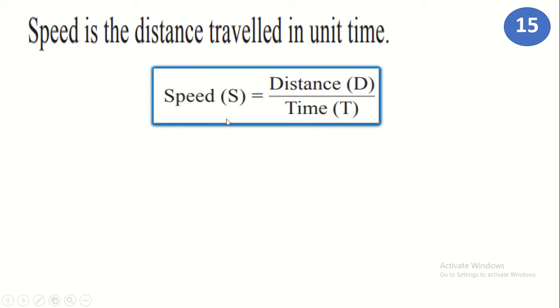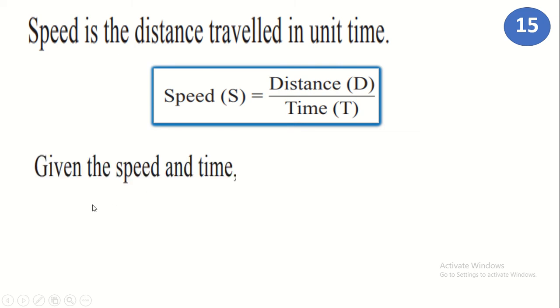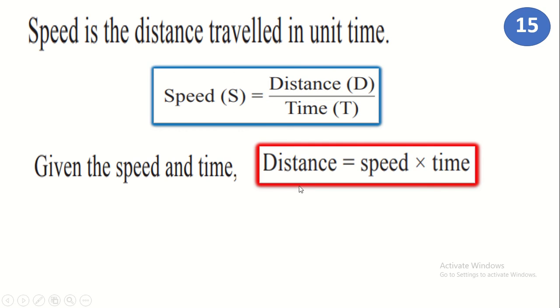Now, if you solve for speed, you divide distance over time. If given the speed and time, you can solve the distance by using distance equals speed times time.